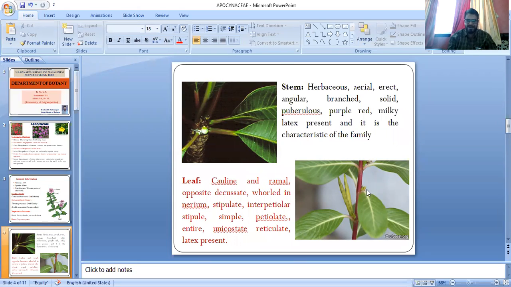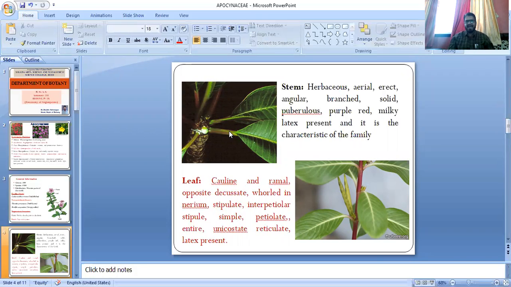Leaves are stipulate, but they are interpetiolar. Then leaves are simple. Leaf is simple in case of family Apocynaceae. Then leaf is petiolate, means this is nothing but petiolate leaf, having the stalk of leaf. That's why the leaf is called as petiolate leaf. Why? Because of the presence of petiole.